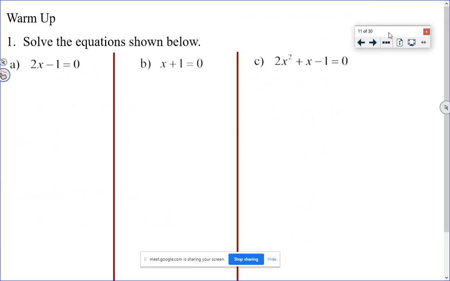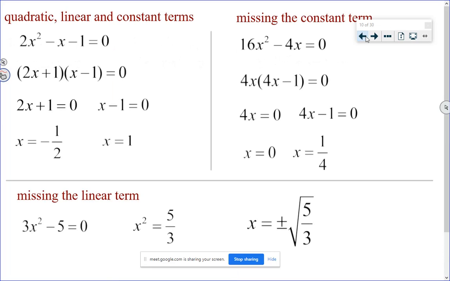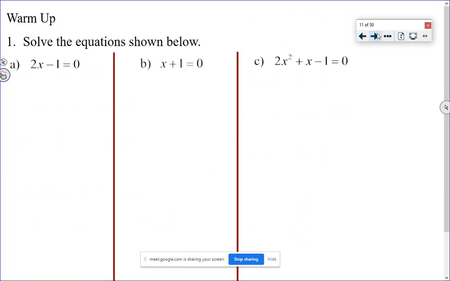So again, this is going to get ugly very quick. I have a different equation here, by the way. This 2x squared plus x minus 1 is different than what we had here. This example was 2x squared minus x minus 1. So solve the equation shown below. This should be like stealing candy from a weak and tired baby.